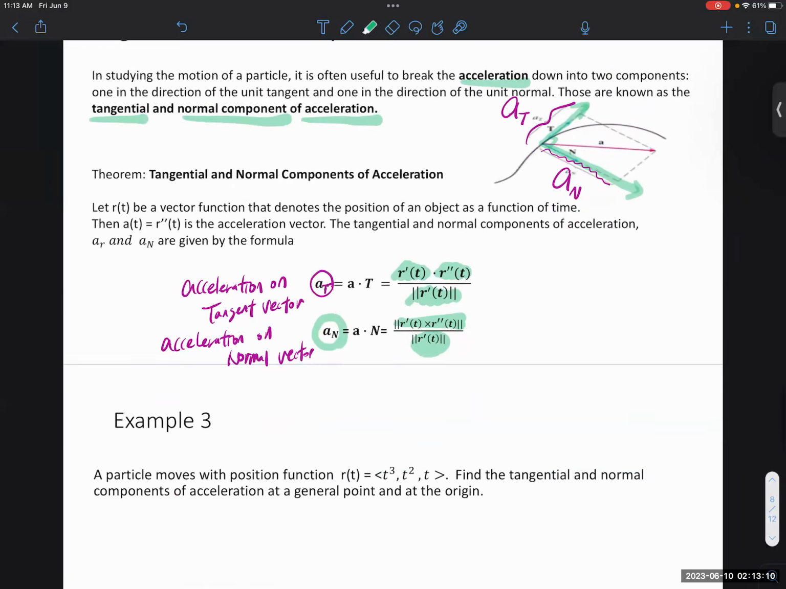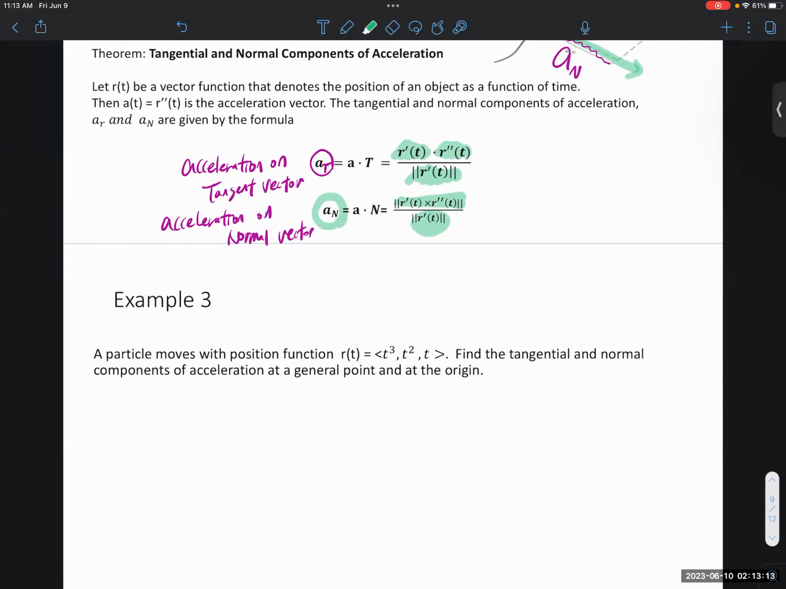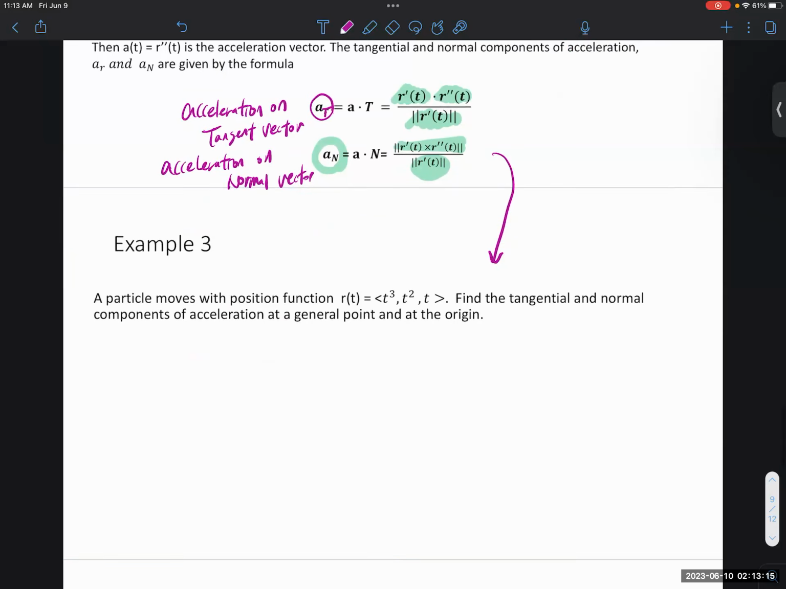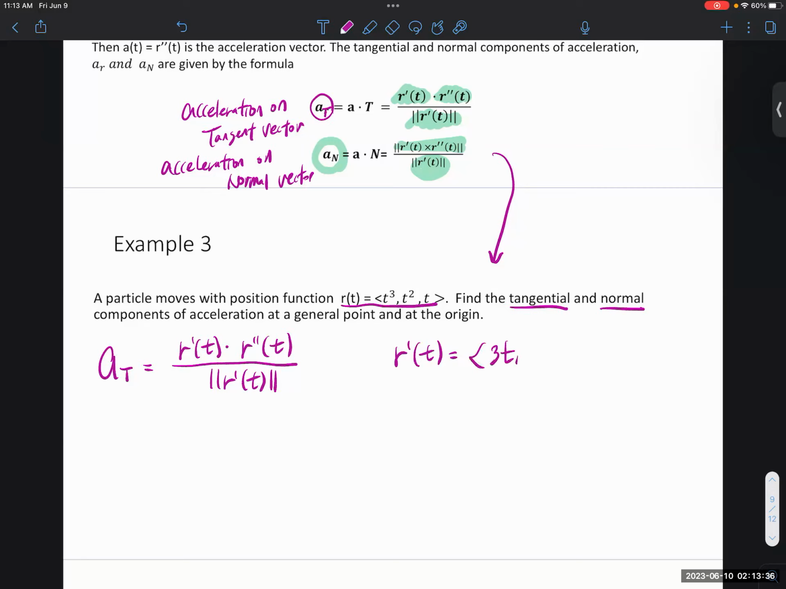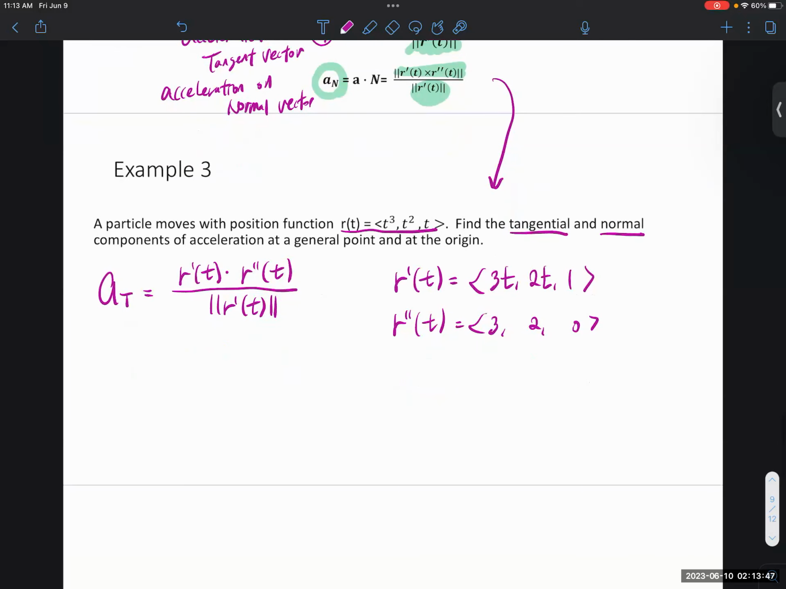So I'm going to do this work. In this question, we are literally using that formula. We have the R vector. Find both the tangential and normal components. So let's find the tangential one: R prime dot R double prime divided by the magnitude. We have R prime will be 3t squared, 2t, 1. R double prime, what are you going to get? 6t, 2, 0.